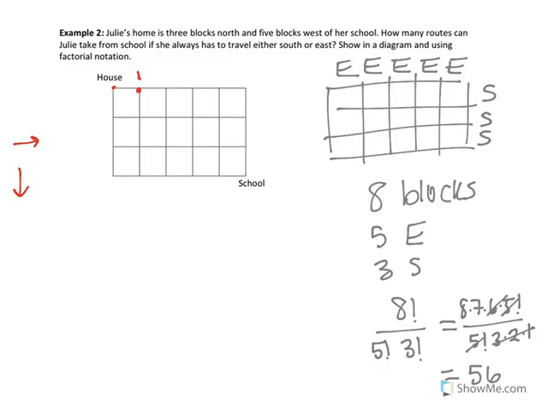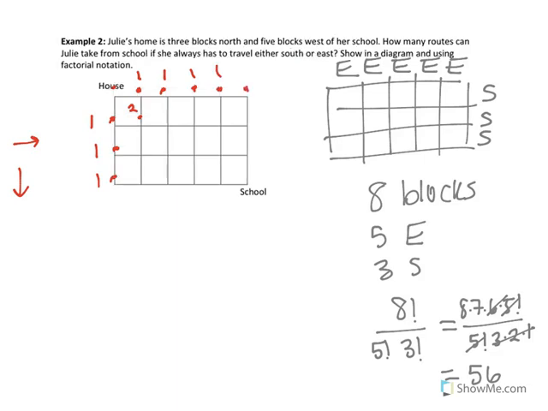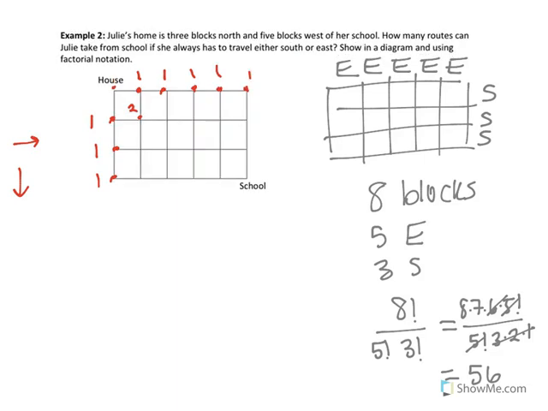So there is one way for her to get to this block. She would just have to walk east once. And there is one way to get to this block. There are 2 ways to get here. She could go right and down or down and right. There's no other ways. There's one way to get here, and there's one way to get here, and that's by walking down. And there's one way to get here, one way to get here, one way to get here, and one way to get here. And it's just by walking east.